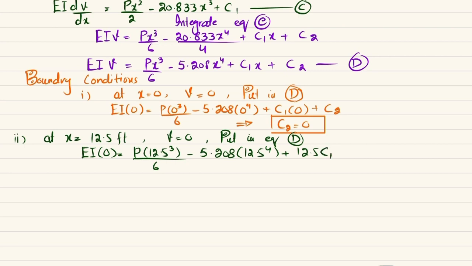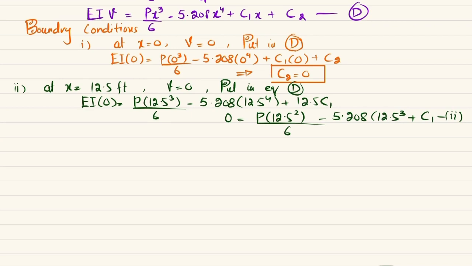So if you divide by 12.5 on both sides, you will get 0 is equal to P into 12.5 square divided by 6 minus 5.208 into 12.5 power 3 plus c1. Okay, let this be your equation number 2. Or let me simplify it. From here you will get c1 will be equal to 5.208 into 12.5 cube minus P into 12.5 square divided by 6. Okay, so this is your equation number 2.